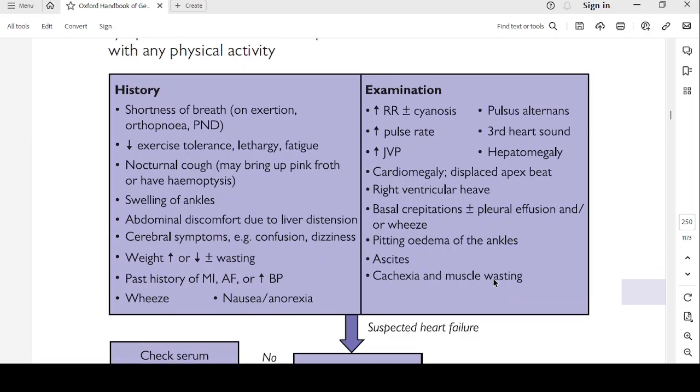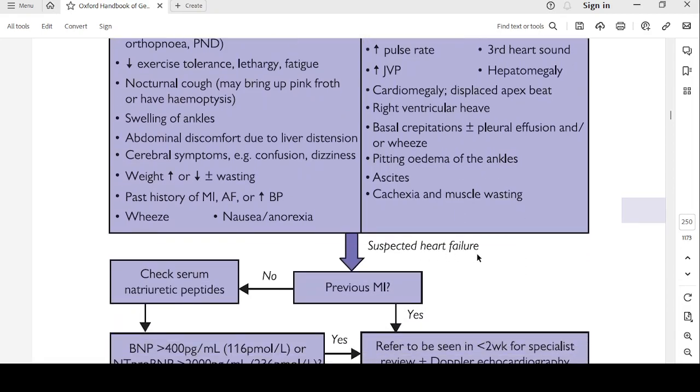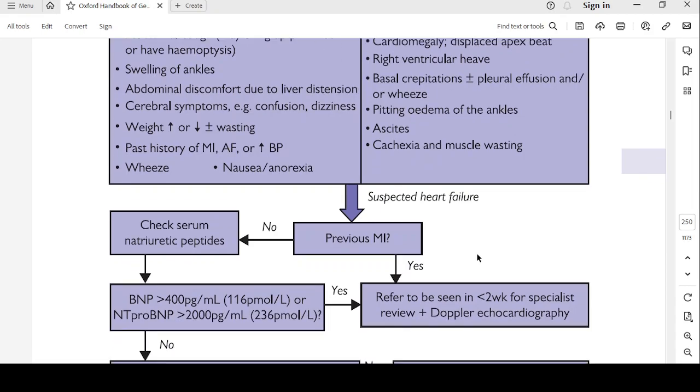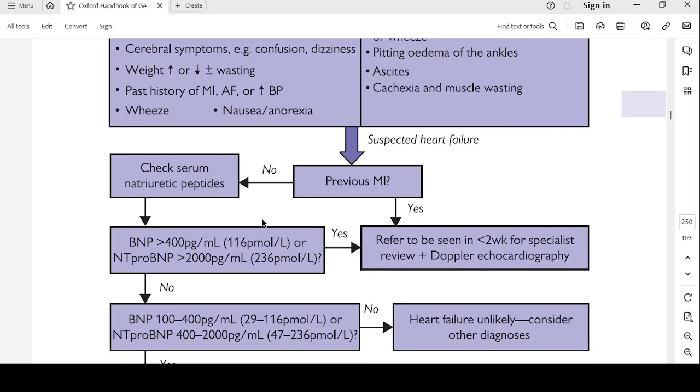So, first in the history, when a patient comes to you with any of these signs and symptoms, and on examination, then what will you do? You will suspect it's heart failure. Once you suspect heart failure, you have to find out whether they had a previous MI. If in the history they said no previous MI, then you check serum natriuretic peptides to find out whether they actually have heart failure. In heart failure, the BNP will be raised.